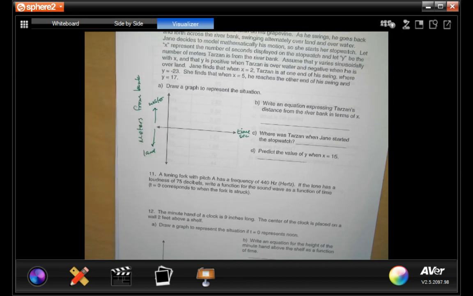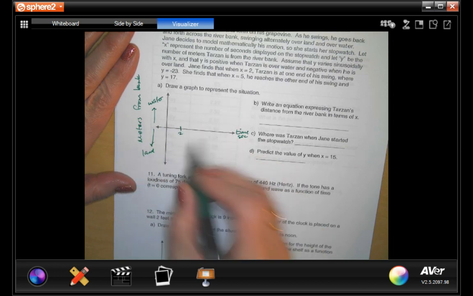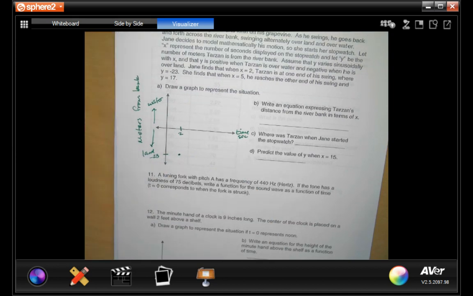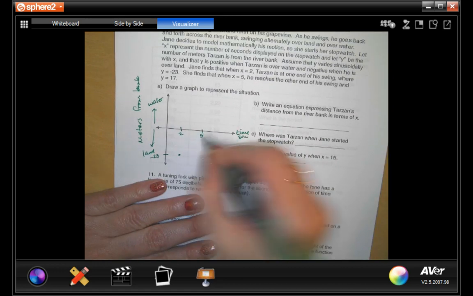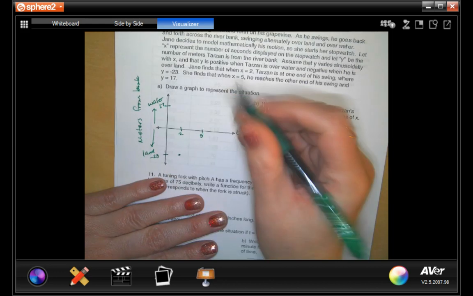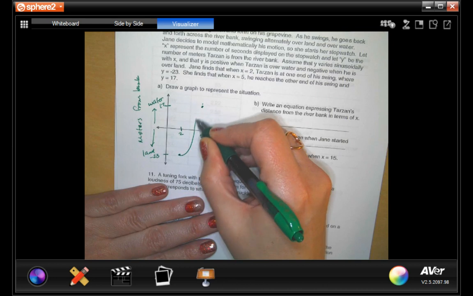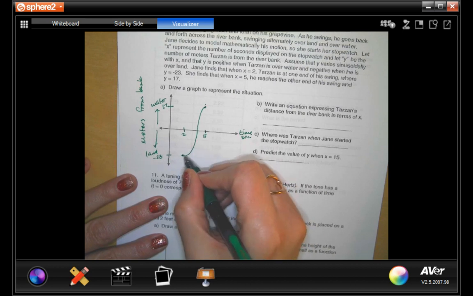So Jane finds that when X equals 2, Tarzan is at one end of his swing where Y equals negative 23. So at 2, he's down here at negative 23, which means, is he over water or land at that point? He's over the land. And she finds that when X equals 5, he reaches the other end of his swing and Y equals 17. So at 5, he's 17 up here, right? So something like that. Probably a little too curved at the bottom there, but whatever.